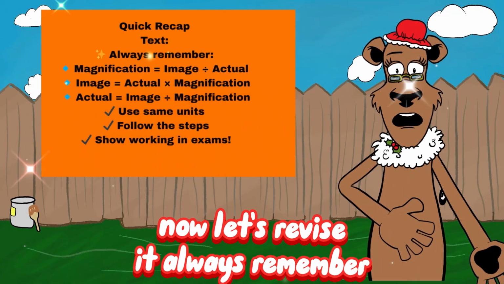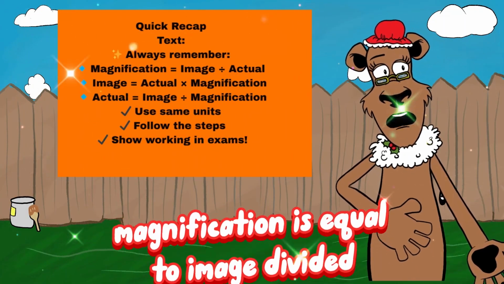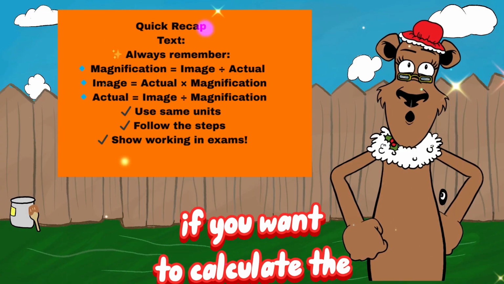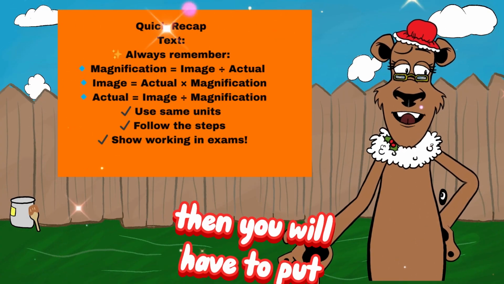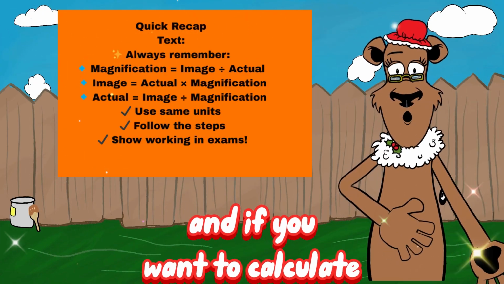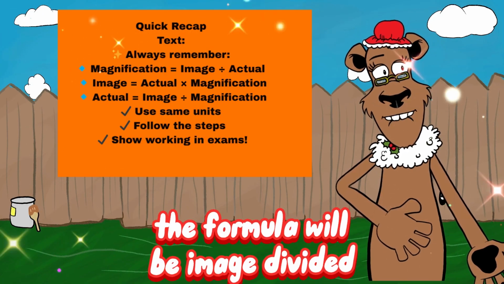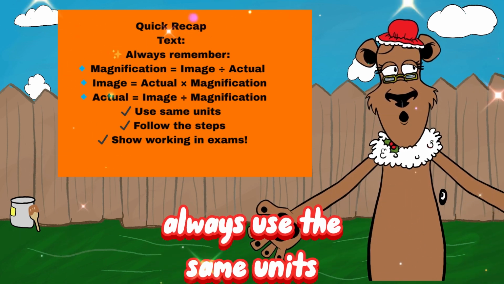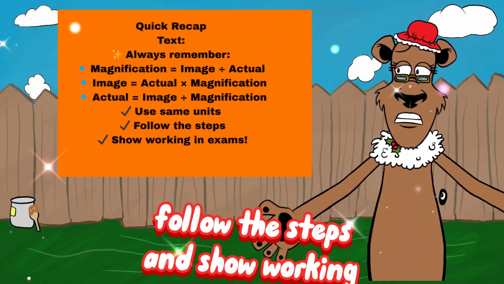Now let's revise it. Always remember, dear student, magnification is equal to image divided by actual. If you want to calculate the image, then you will have to put the formula like actual times magnification. And if you want to calculate actual, the formula will be image divided by magnification. Always use the same units, follow the steps, and show working in exam.